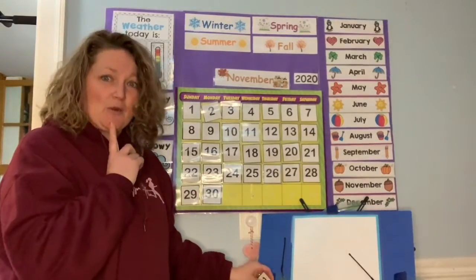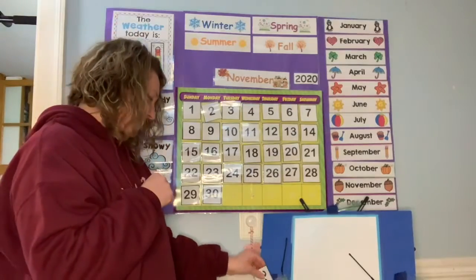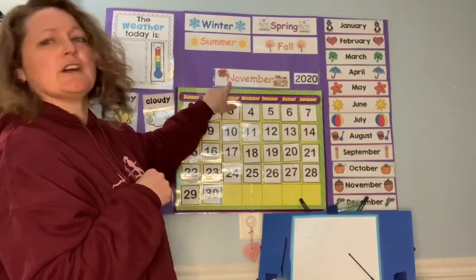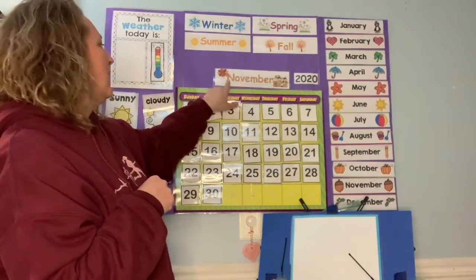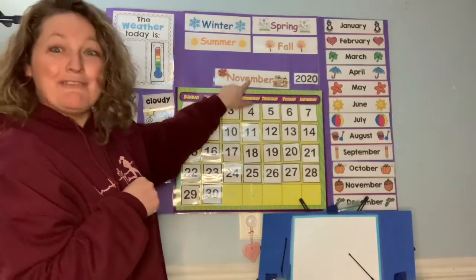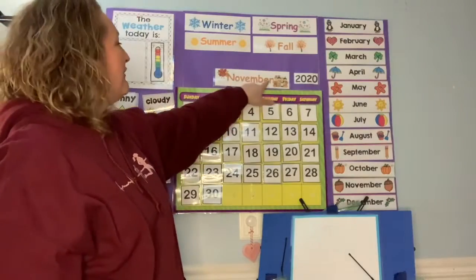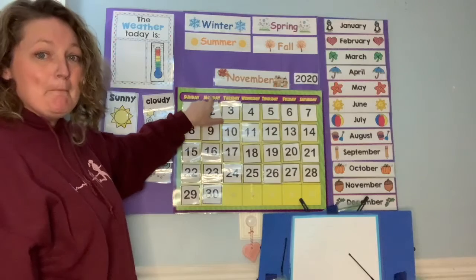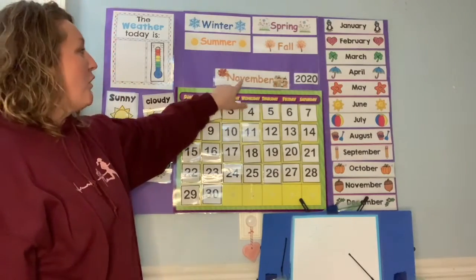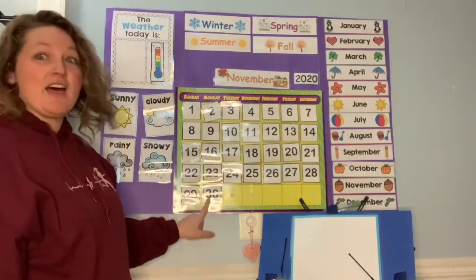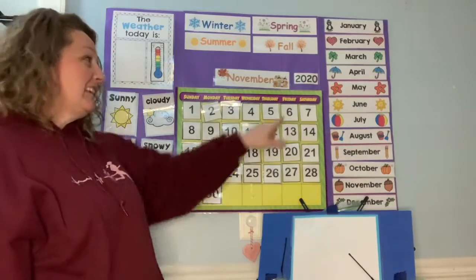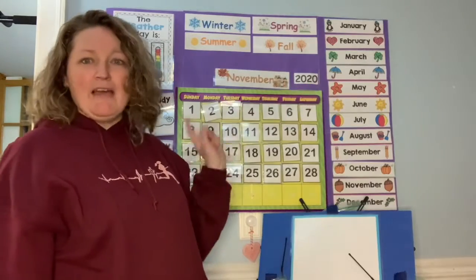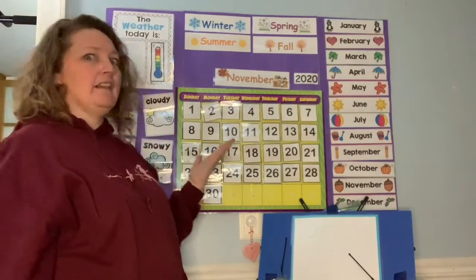Speaking of which, I wonder if you remember what month this is. Let's look. It starts with an N for no. I see no. November. That's right. November. So now we know that today is Monday, November 30th. The year is 2020, and the season is still fall.